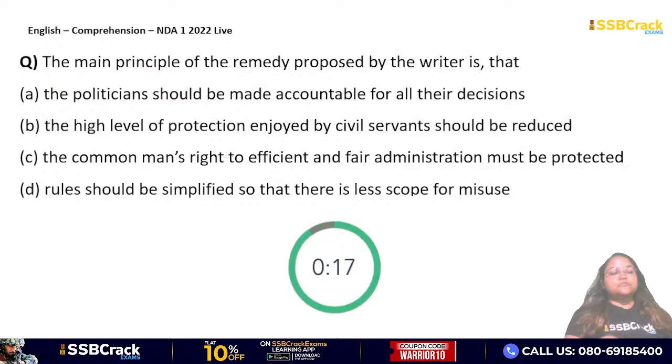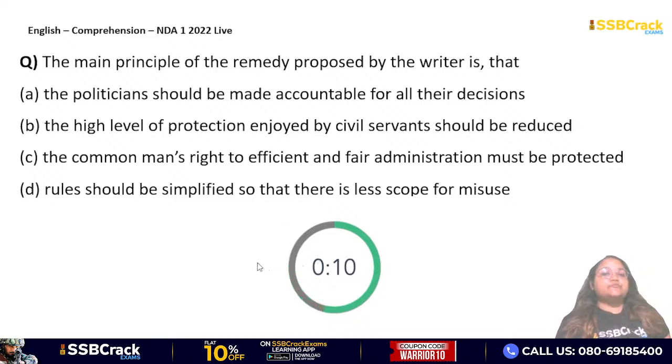The main principle of the remedy proposed by the writer is, what is the main principle of the remedy that needs to be applied? The politicians should be made accountable for all their decisions. The high level of protection enjoyed by civil servants should be reduced. The common man's right to efficient and fair administration must be protected. Rules should be simplified so that there is less scope for misuse.